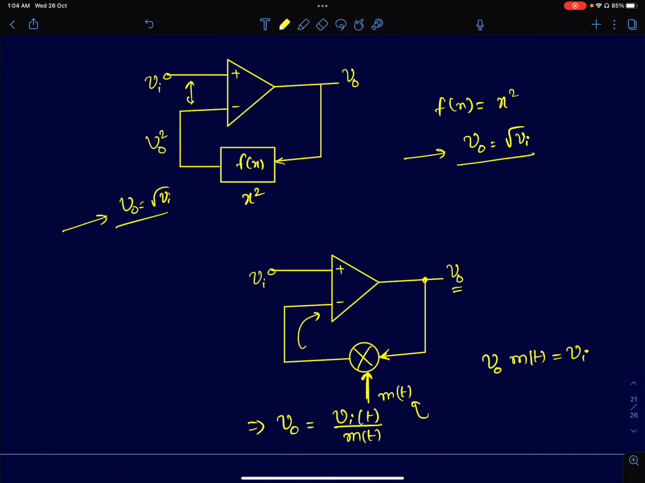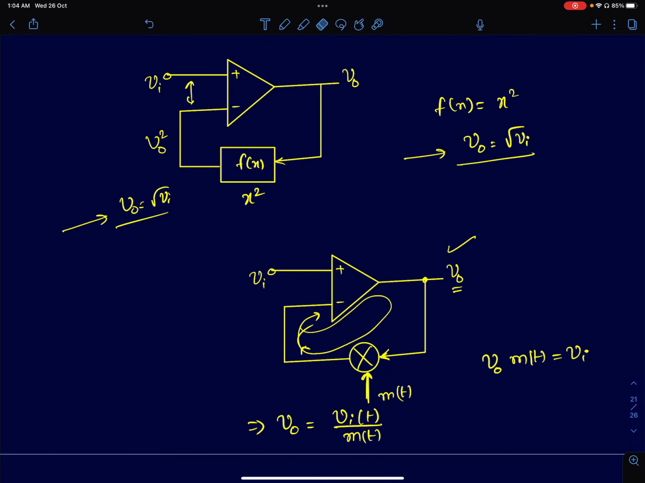Let's assume that V0 is positive and M of t is also positive. Mainly, M of t is positive for all time. So I'm simply multiplying V0 with M of t. Then I have a negative feedback loop here.